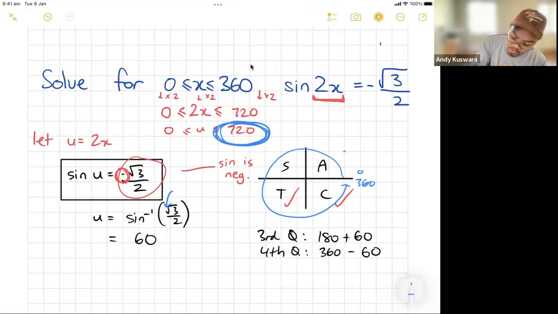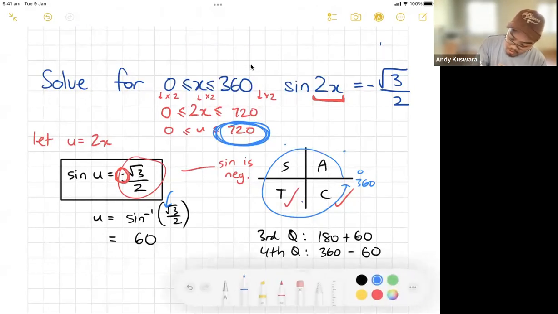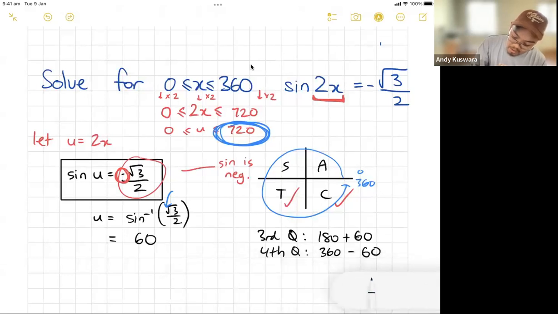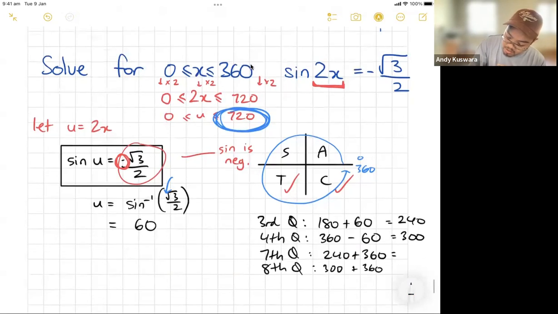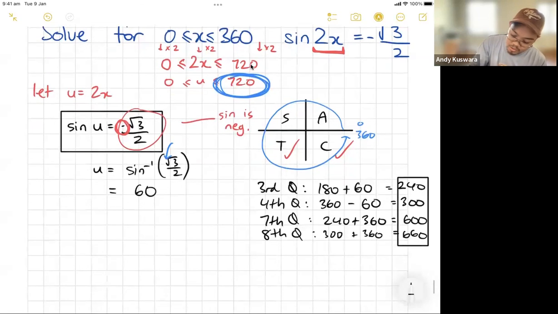So if that's the 1st, 2nd, 3rd and 4th, the other quadrants I need to find are technically my 5th, 6th, 7th and 8th quadrants. In other words, that's 240 and that's 300. It's going to be fairly nice. It's going to be 240 plus 1 full rotation, and 300 plus 1 full rotation. So that's going to give me 600, and it's also going to give me 660. Hopefully I've done that correctly, and those should be your solutions.